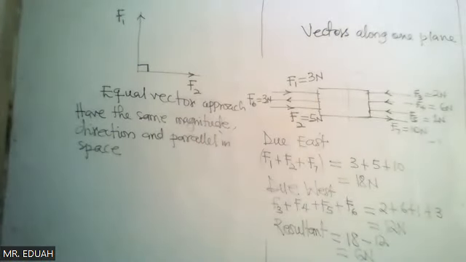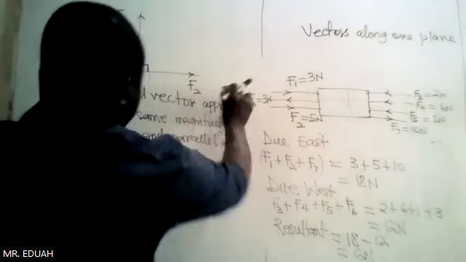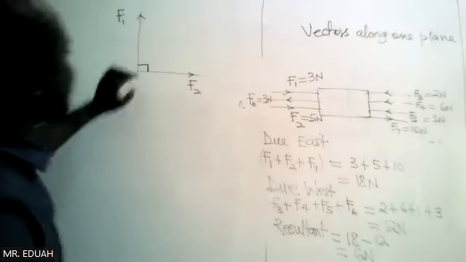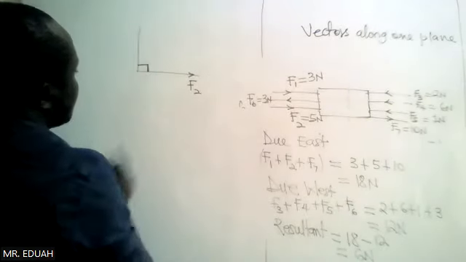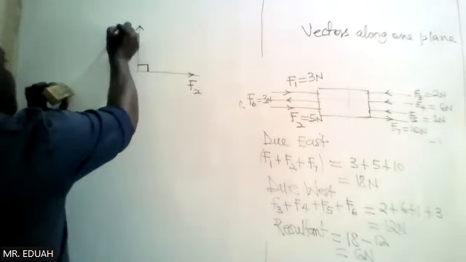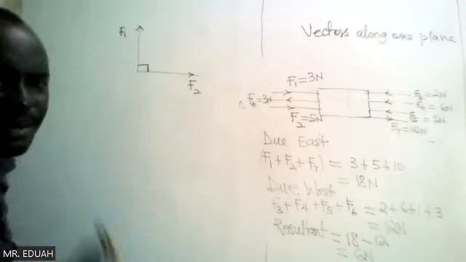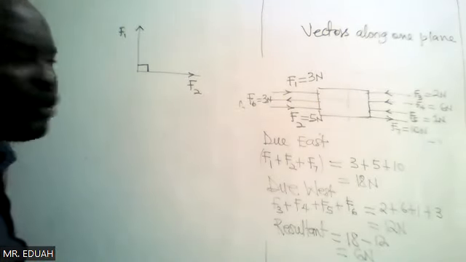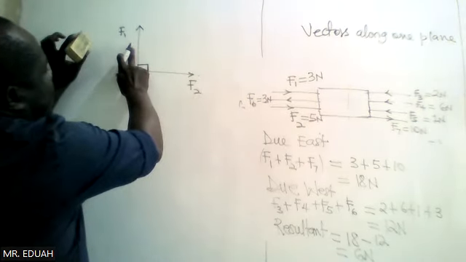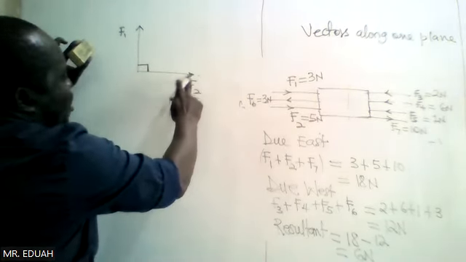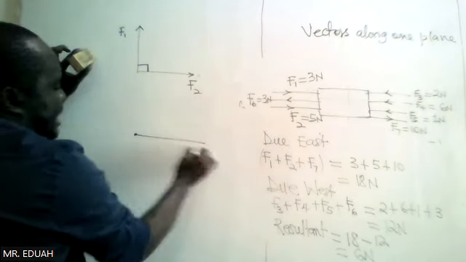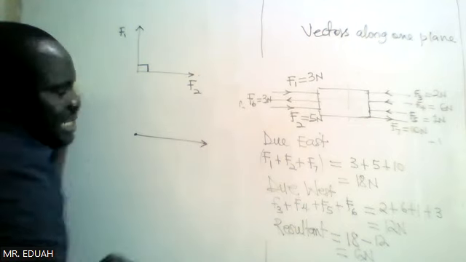So we create equal vectors. Now I'm going to create a vector which is equal to F1, and a vector equal to F2. We create the clone of this and this. So I'm going to create an equal vector of F1 and place it on the head of F2. A vector has a tail, this is the tail, and it has a head. There's the head.